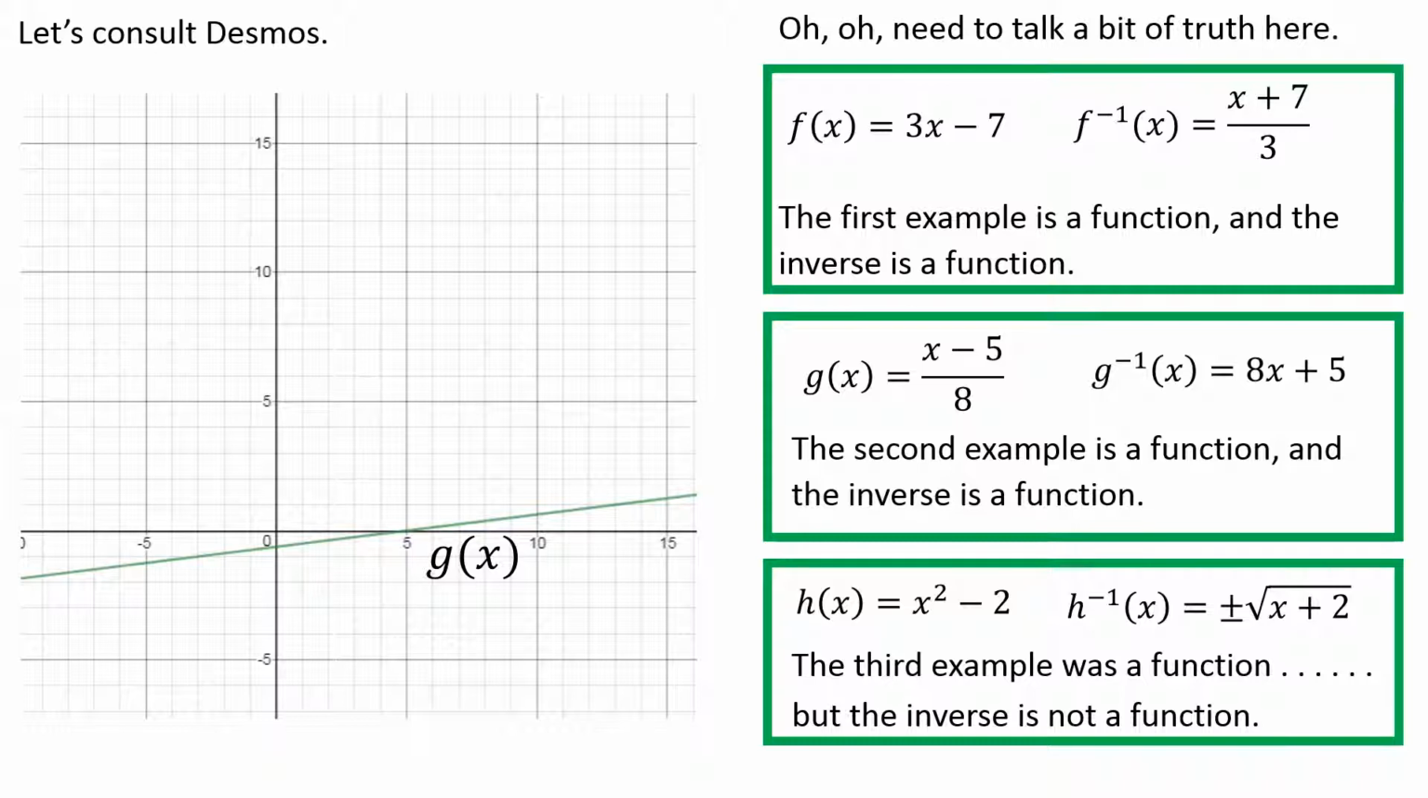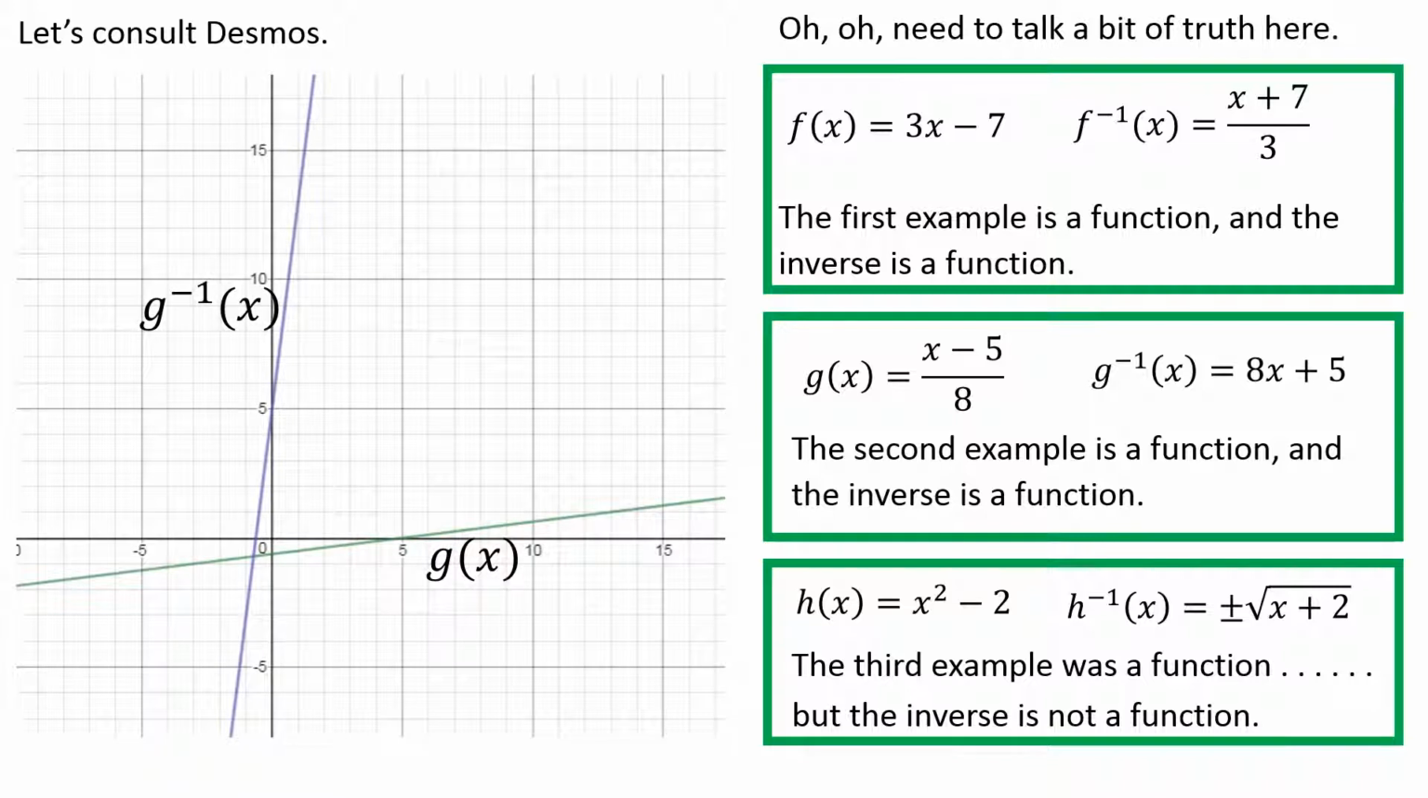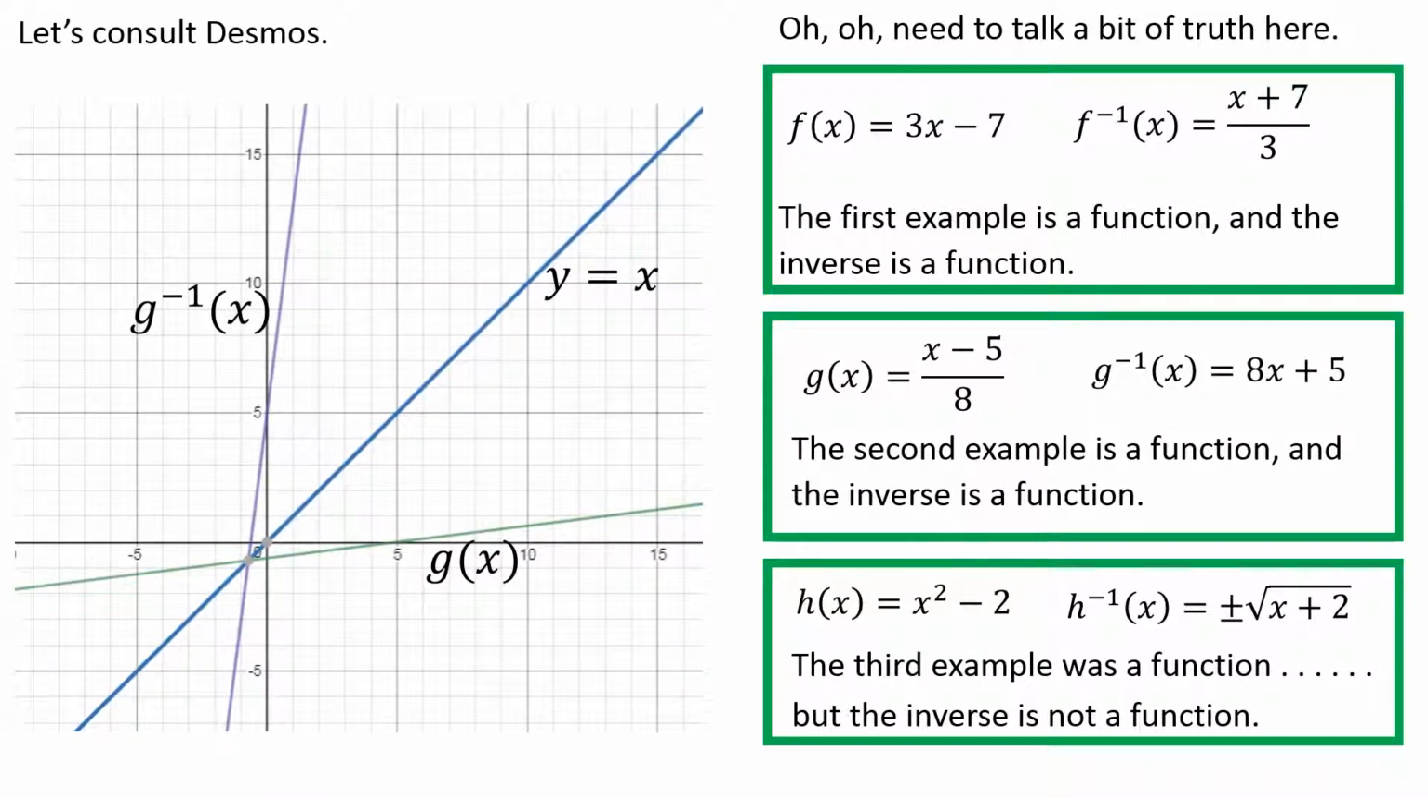G of x, if I draw vertical lines, I never hit that more than once, so it's a function. G inverse of x, again, if I draw vertical lines, I never hit it more than once, so it's a function. And again, if I add the line y equals x, that again is the line of symmetry between those two functions, or I should say line of reflection. So if you are an inverse function, you should be a mirror image of the original function.